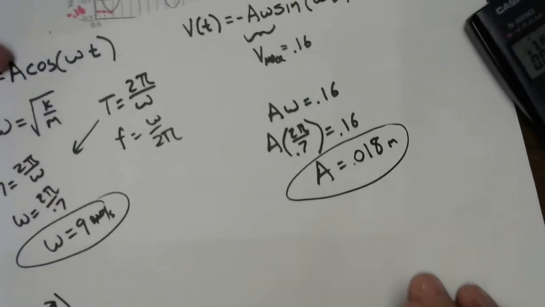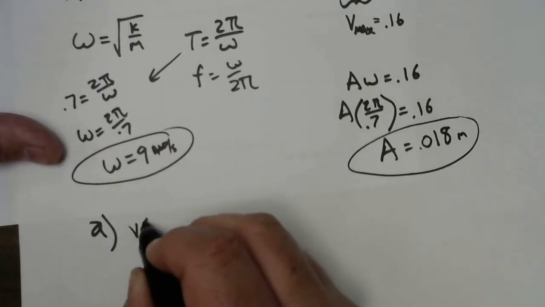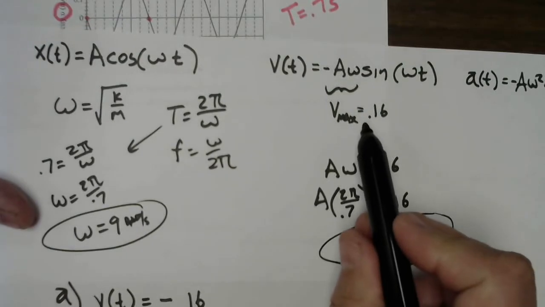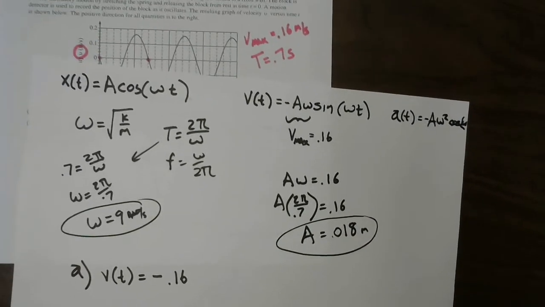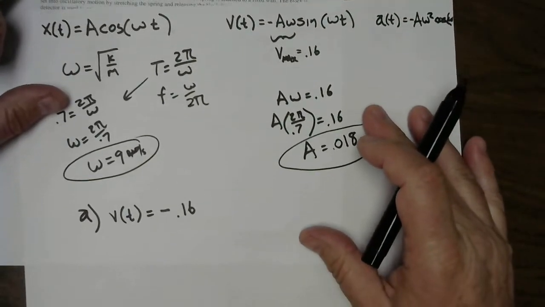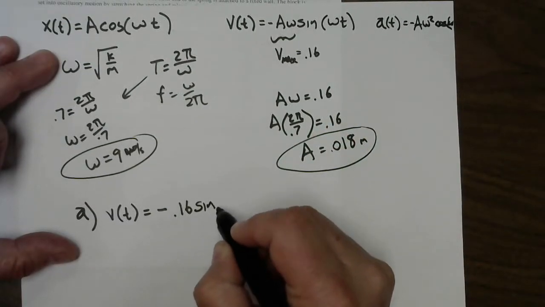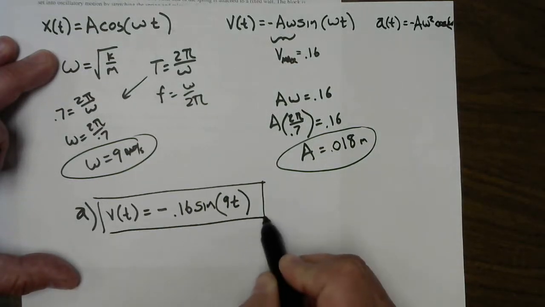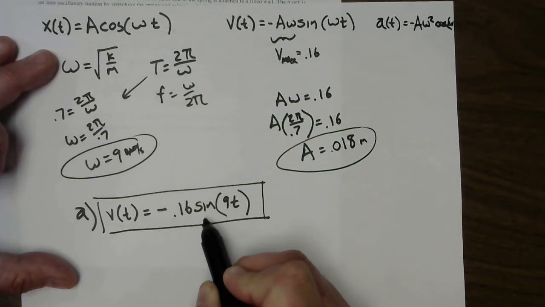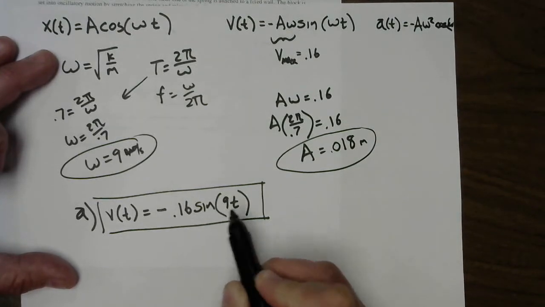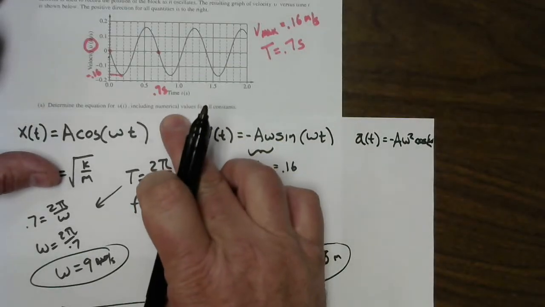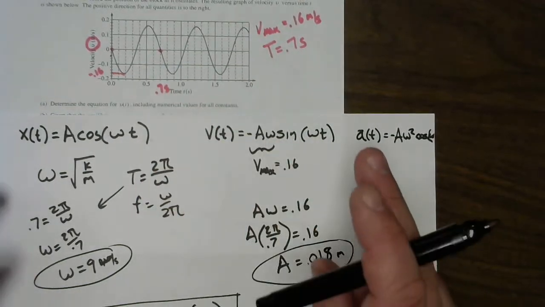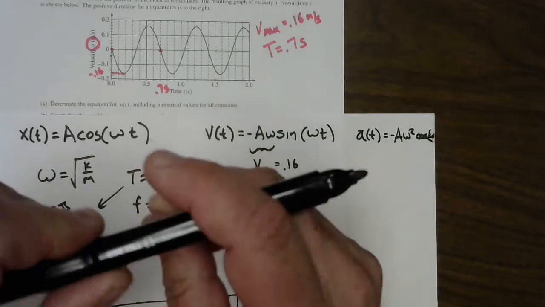The answer to part A is that velocity as a function of time is going to equal negative 0.16, because that's what Vmax was. And now I see what's wrong with my camera. It's way too close. Much more space to work with here. Okay, times the sine of omega t, 9 times t. So there's my answer, and I not only have the trigonometric function that I need here, but I also have the two numbers that go out front, and that's what they said. They said including numerical values for all constants. Had a couple people who left A's and omegas in their equation, and you cannot get full credit from the College Board under those conditions.